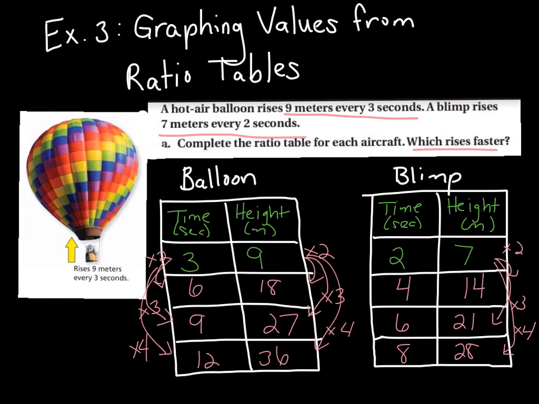So hopefully if you followed the same pattern, your blimp table looks like mine, and what this is telling us is that we can compare them now. We couldn't compare them before, but if we really look at where they're at the same time, we can see that at 6 seconds here, the balloon is 18 meters high, but the blimp is 21 meters high. So that tells us that the blimp rises faster than the balloon.